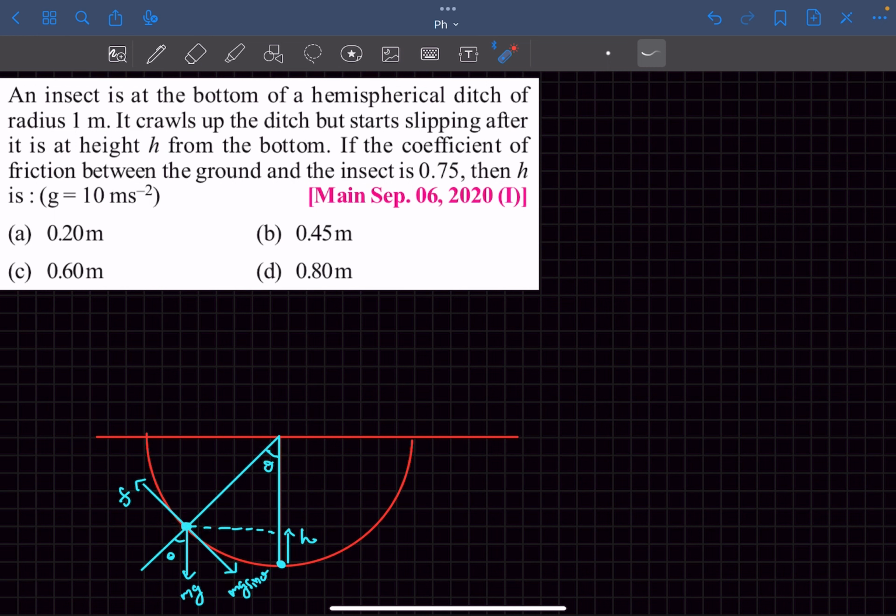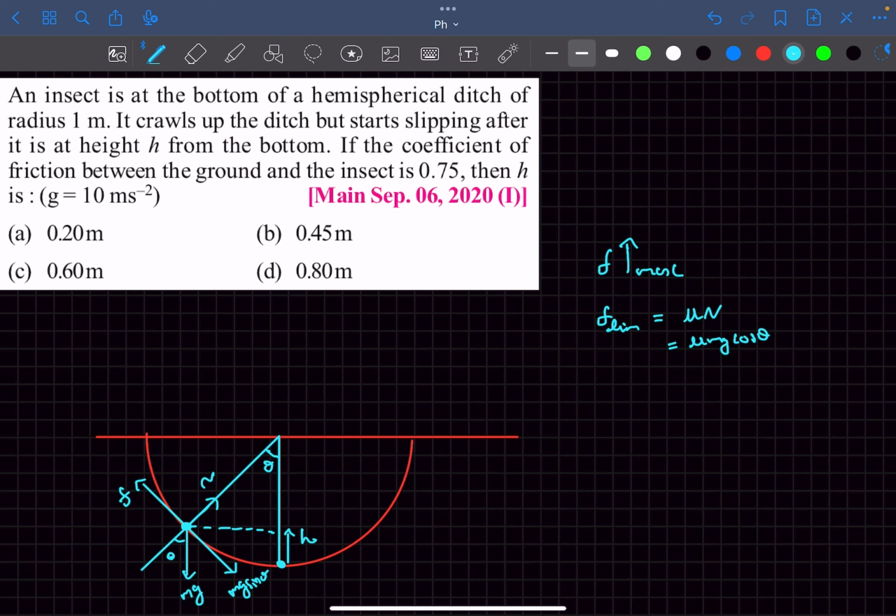As this angle theta begins to increase, we know mg sin theta will also begin to increase, and at the instant when f reaches its maximum value, that will be the point at which the insect will start to slip. And we know the maximum value, or you could say the limiting value of friction, is simply mu times the normal reaction at that point. What is the normal reaction on this insect? It will be mg cos theta, right? So the f limiting would be mu mg cos theta.